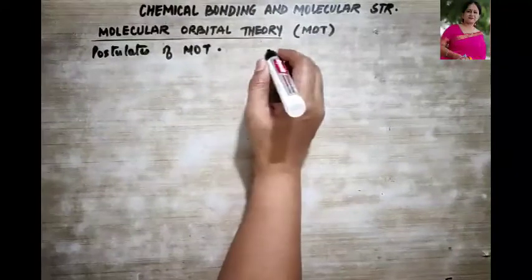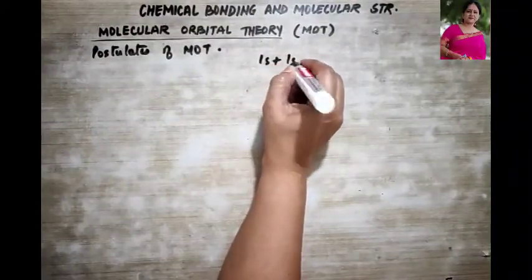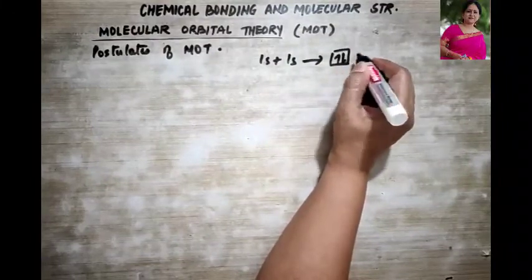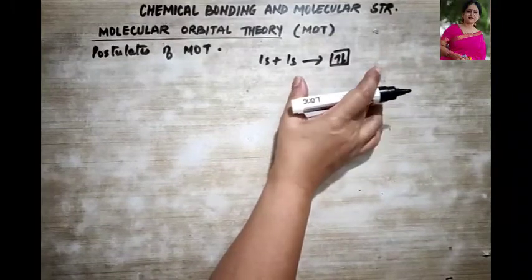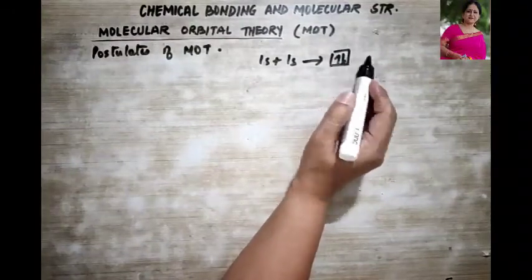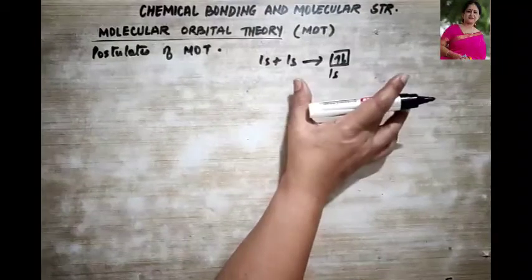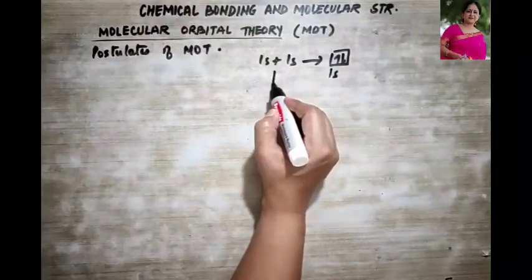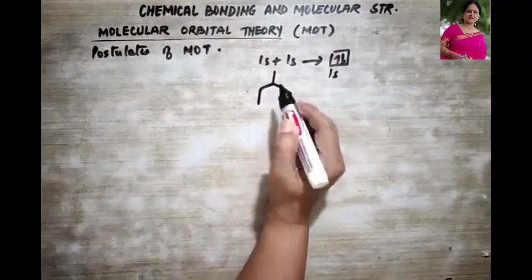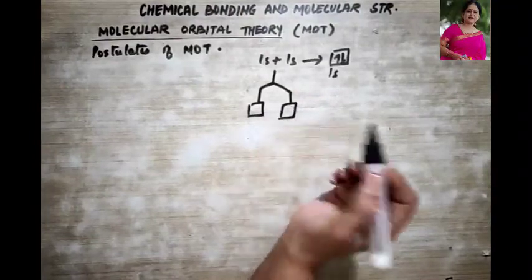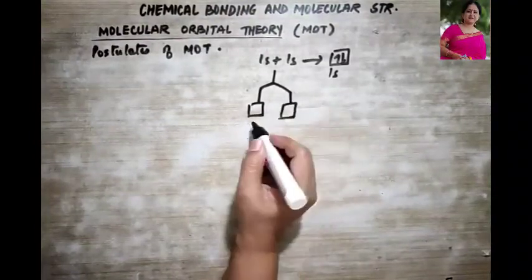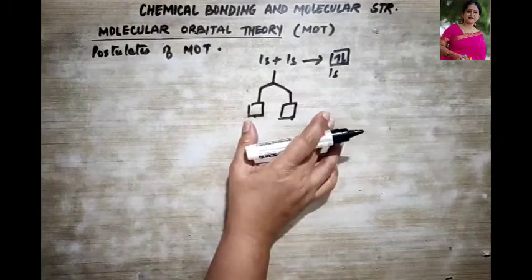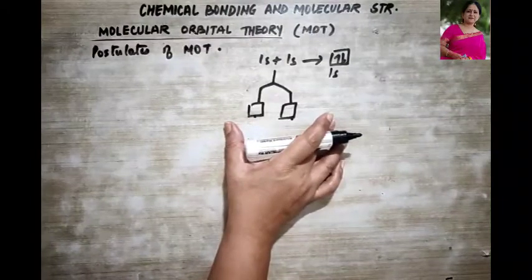Like I had given you the example, 1s plus 1s of hydrogen. When we show the atomic orbital, we show it like this. The electrons of an atom are present in the atomic orbital. This is your 1s orbital, right? But in molecular orbital, what happens? They give rise to two more molecular orbitals. One is bonding and the other one is anti-bonding molecular orbital. I hope this is very clear, right?